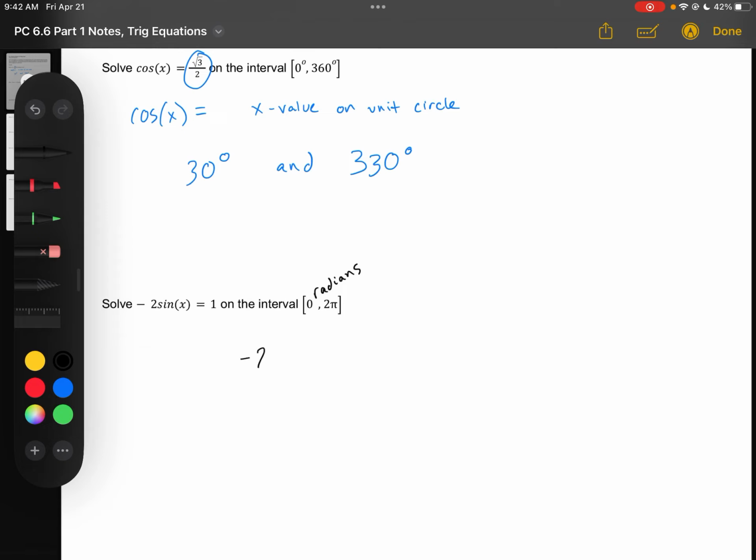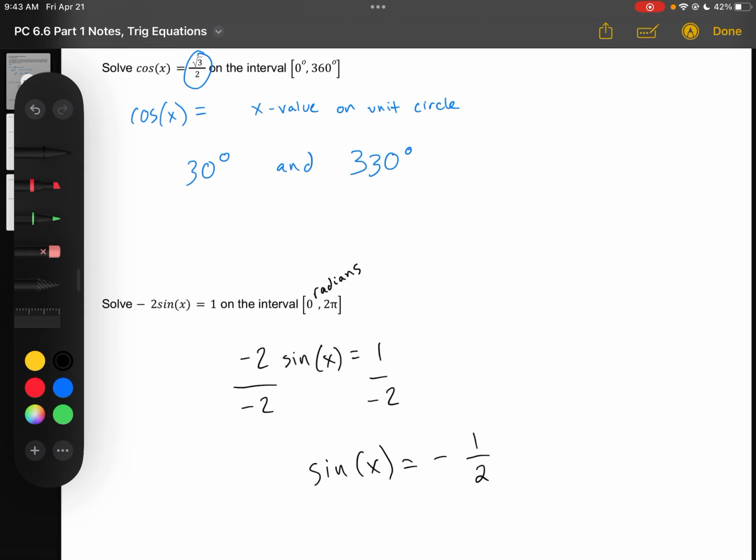The first thing that we're going to want to do here for negative 2 sine x equals 1 is get sine by itself, solving for x just like we normally would. So we'll divide by negative 2 on both sides, because that's negative 2 times the sine of x. And then we'll be looking for where we see negative 1/2.